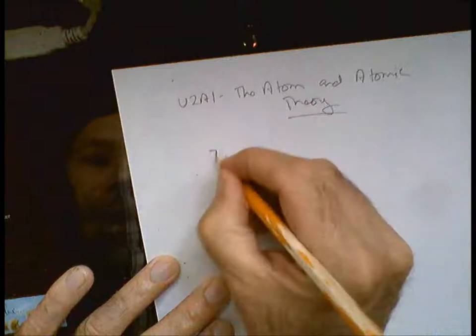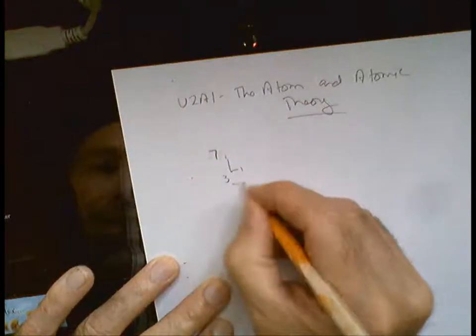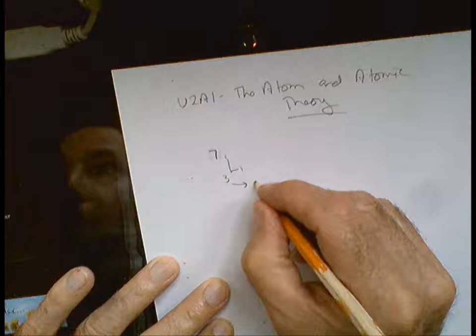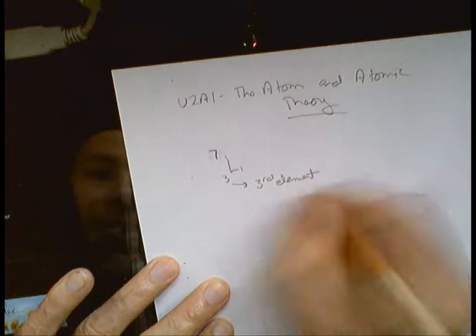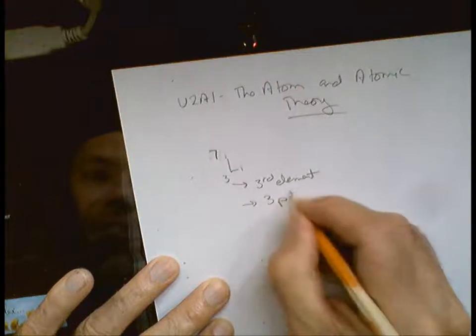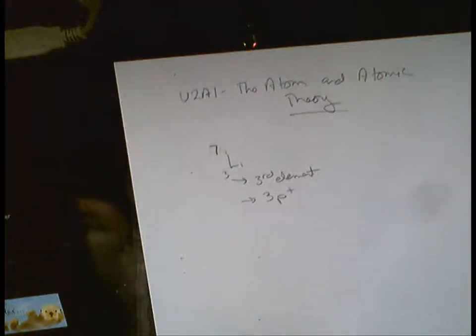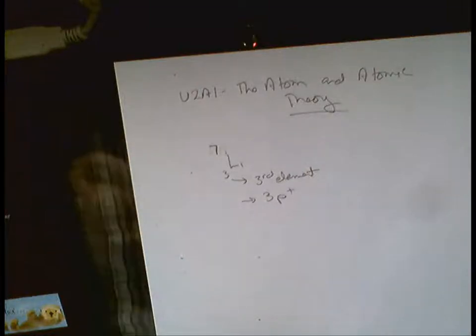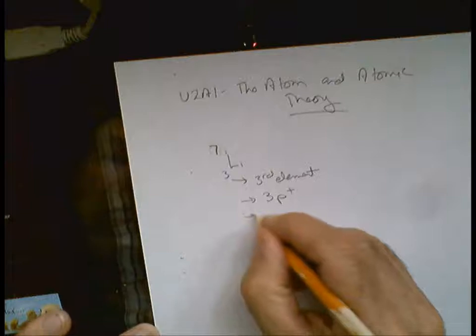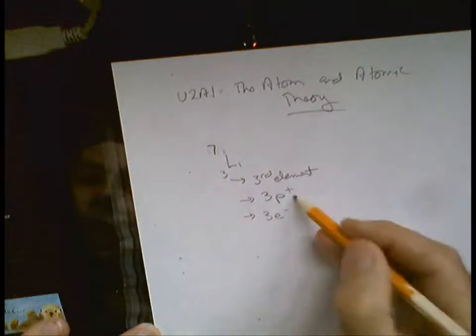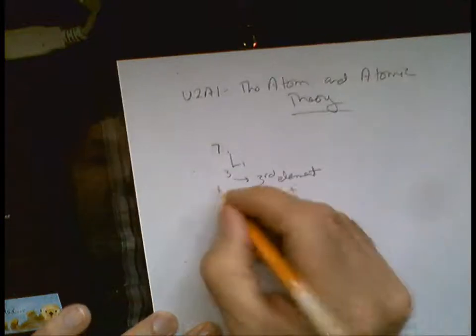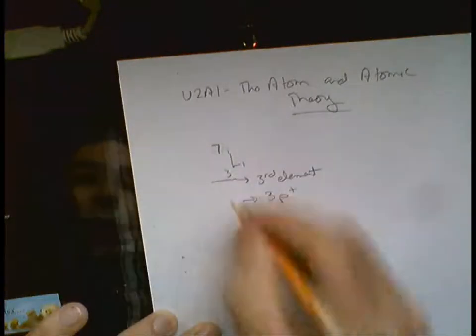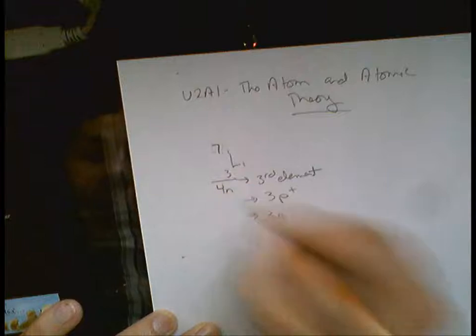Let's talk about what everything means here. The 3 means, this is the atomic number, by the way, that it's the third element on the periodic table. It means that it has 3 protons. That's the short form, protons, because it's positive. If an element has 3 protons, it also has 3 electrons because the charges balance out. If you want to know the number of neutrons, you subtract 7 minus 3 is 4 neutrons.